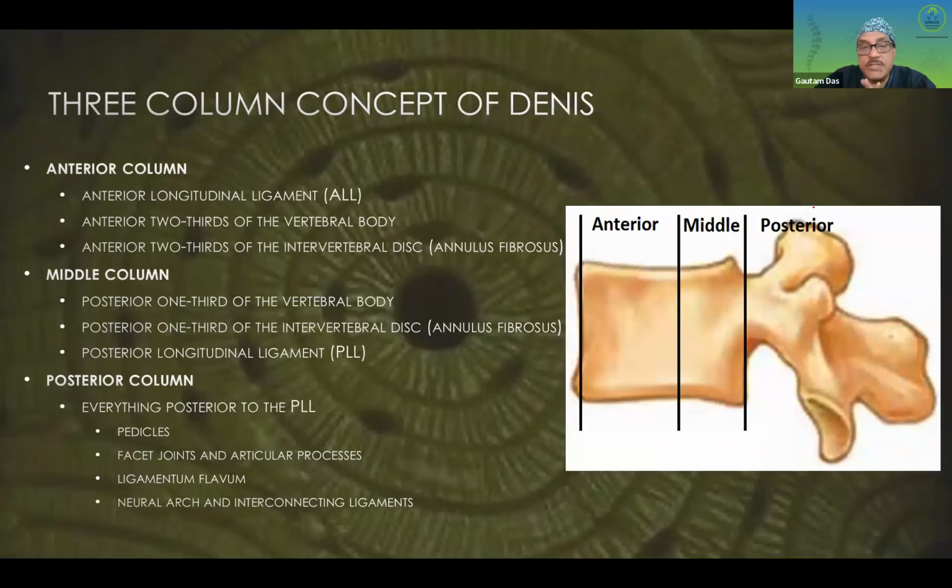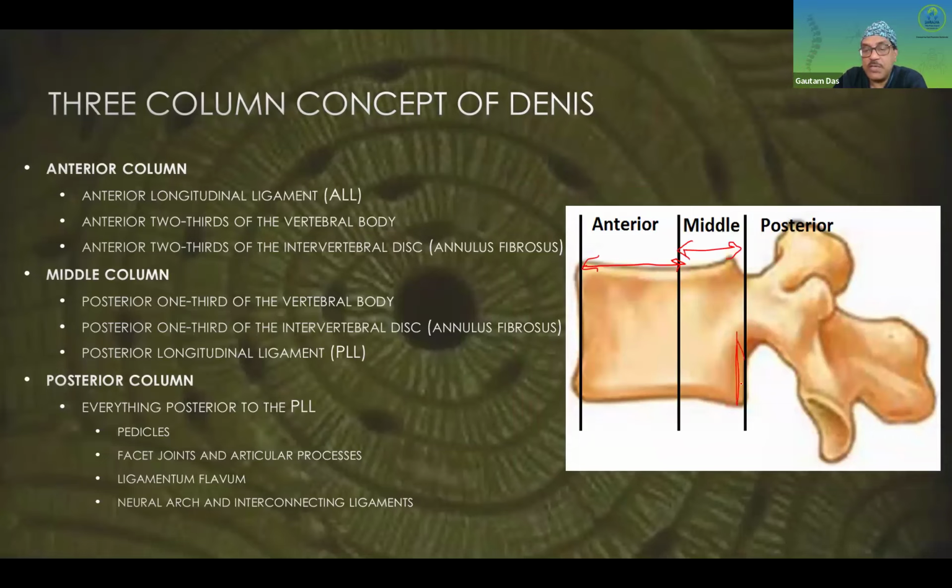Now, this is again very important. Denis three-column concept of the spine. So, what are the three columns? Anterior column is the anterior two-thirds of the vertebral body. Middle column is the posterior one-third of the vertebral body. And posterior column is what?